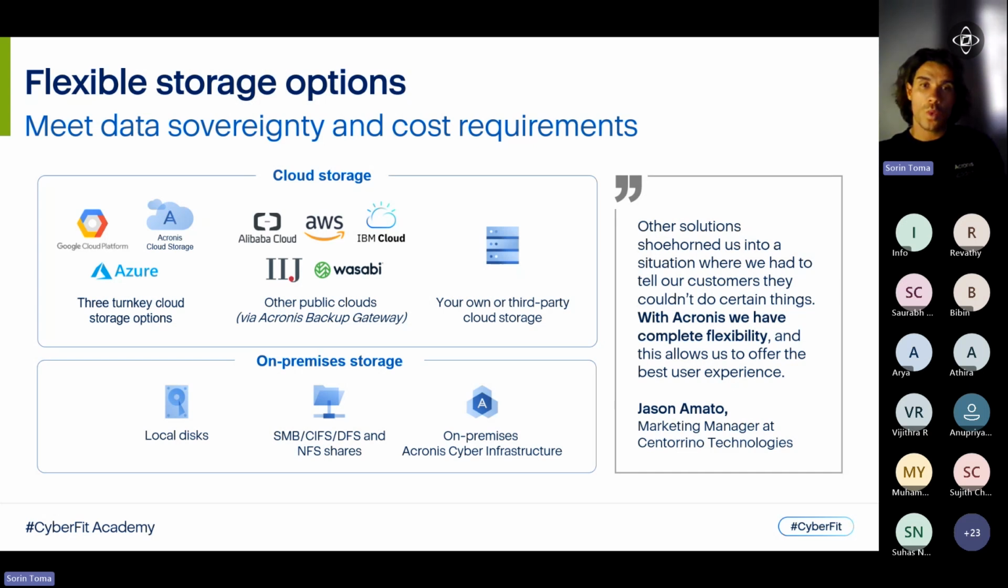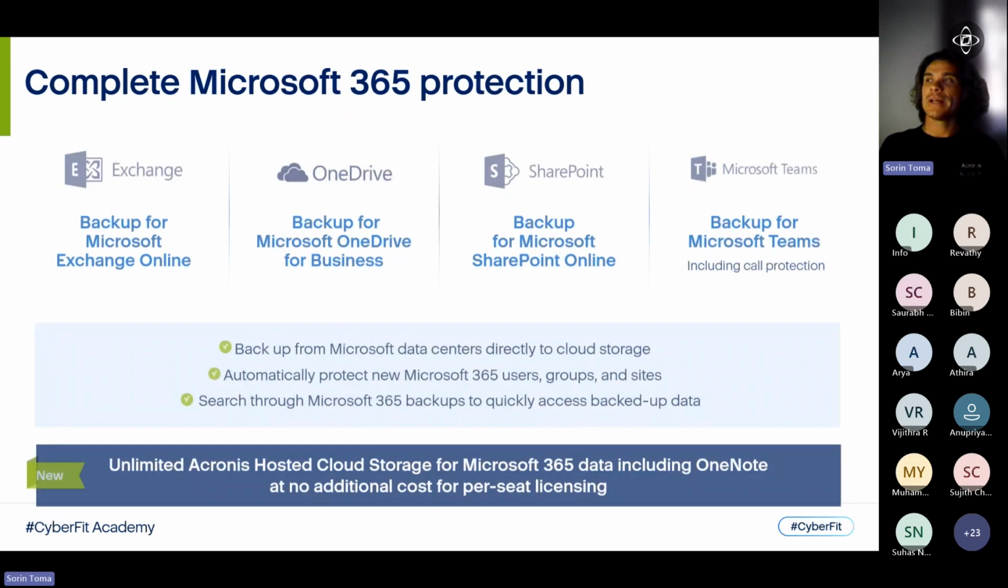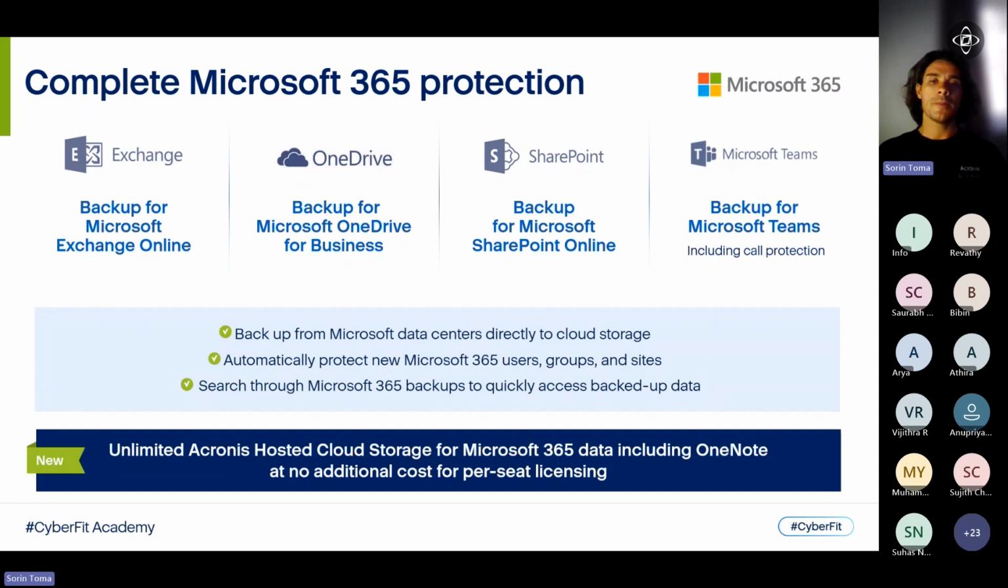preferences. Now, when it comes to Microsoft 365, this is what we can cover with our backup: Exchange Online, OneDrive, SharePoint, and Microsoft Teams. The process is very, very simple. What does it mean for me? It means that data is being backed up cloud to cloud, which transfers the data automatically from Microsoft Azure data centers to Acronis data centers.